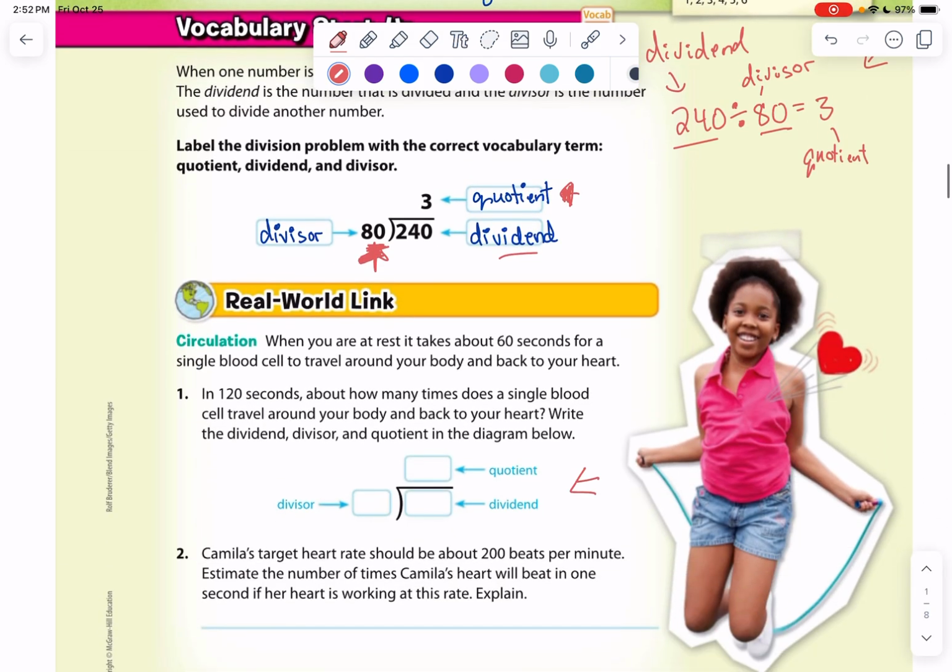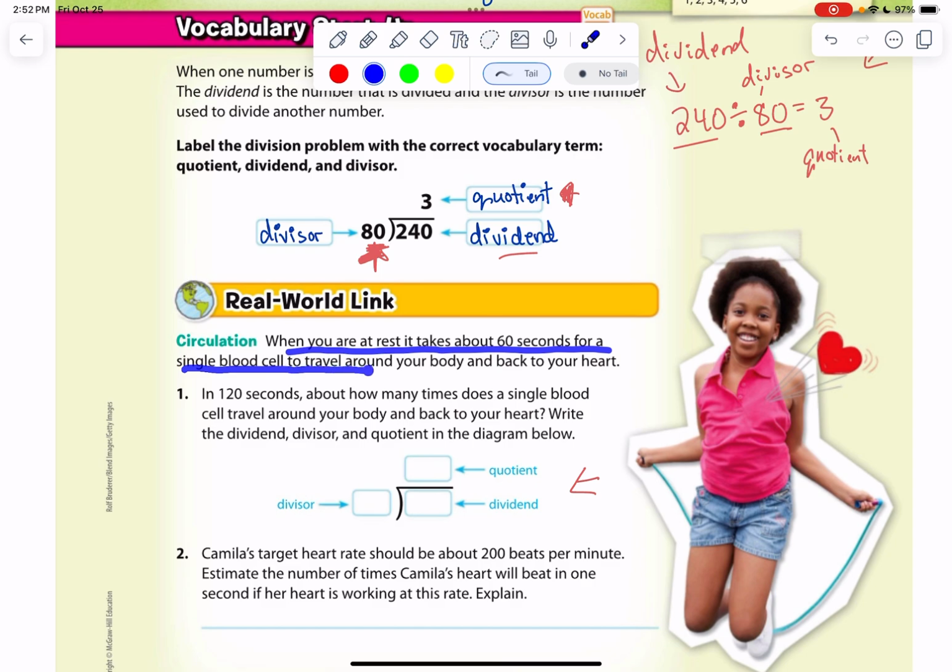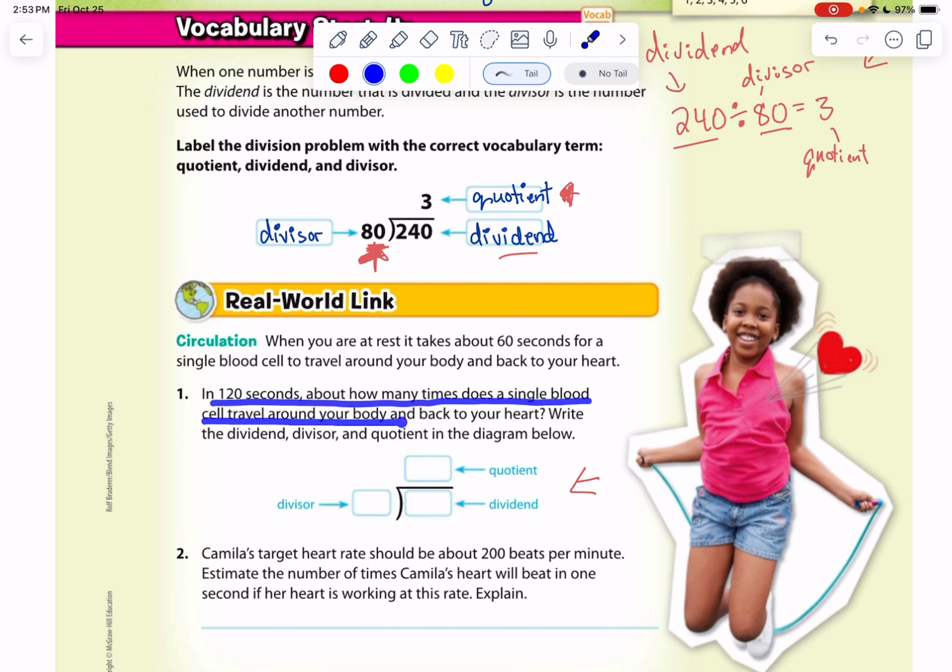Okay, so let's take a look at our real world link. When you are at rest, it takes about 60 seconds for a single blood cell to travel around your body and back to your heart. That's quick, guys. So the question is, in 120 seconds, about how many times does a single blood cell travel around the body and back to your heart? And we're going to write our answer here in this diagram.